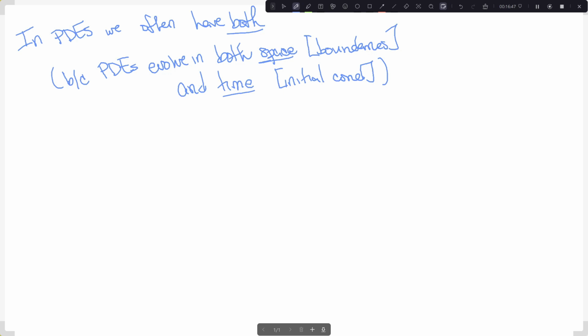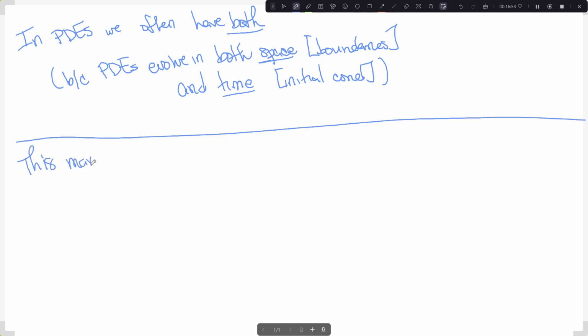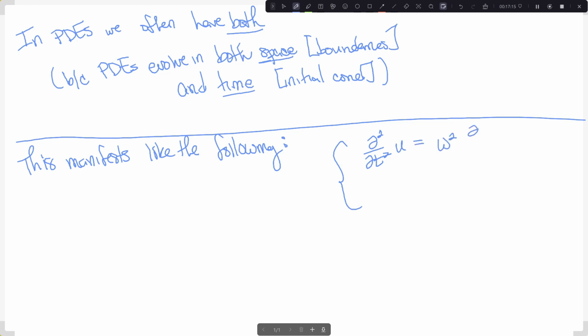And so what does a PDE often look like? I'll say this manifests like the following. So let's just take the wave equation, for example. Partial t squared of u is equal to omega squared partial x squared of u. So we're going to let this just be in one spatial dimension and one temporal dimension. Of course, most waves are 3-dimensional in space, but let's just restrict ourselves to 1 right now.